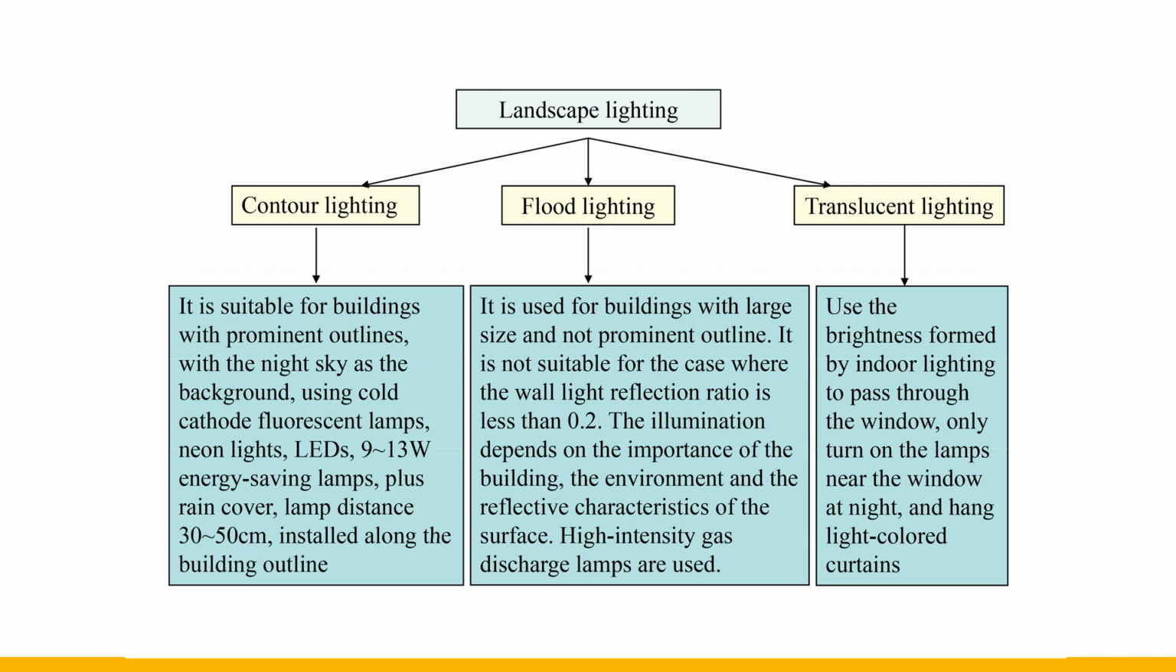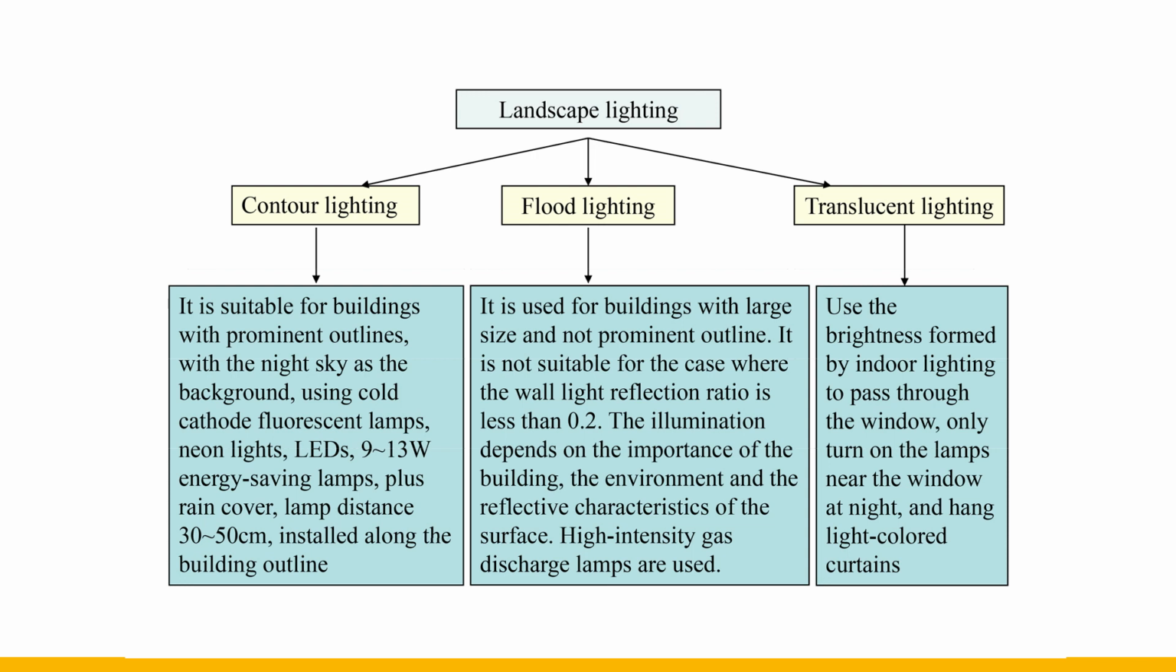Floodlighting is used for buildings with large size and inconspicuous outline. It is not suitable for the case where the wall light reflection rate is less than 0.2. The illuminance depends on the importance of the building, the environment, and the effective characteristics of the surface. Generally, high-intensity gas discharge lamps are used.